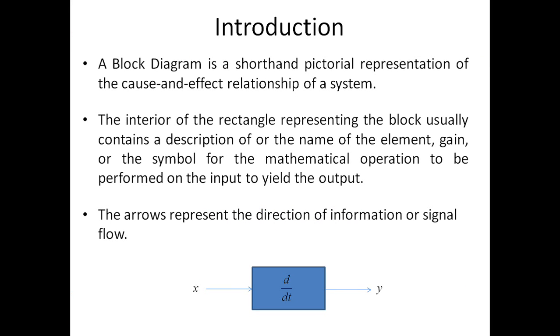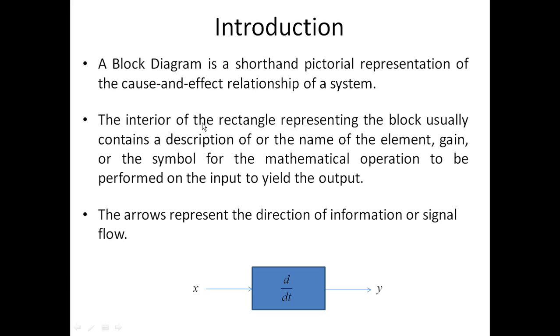Introduction. A block diagram is a shorthand pictorial representation of the cause and effect relationship of a system. Look at this block diagram. Here the block represents some operation. In this case it is a derivative operation. It has one input signal, x, and it has output y.